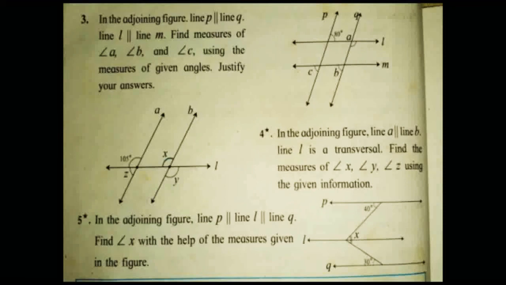Next, question number 5th. In the adjoining figure, line P is parallel to line L is parallel to line Q. Find angle X with the help of the measures given in the figure. In this figure, 3 parallel lines are given. You have to take first 2 parallel lines and you have to solve. So let's begin now.